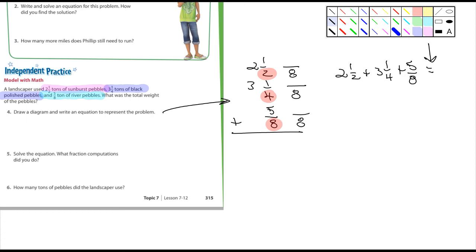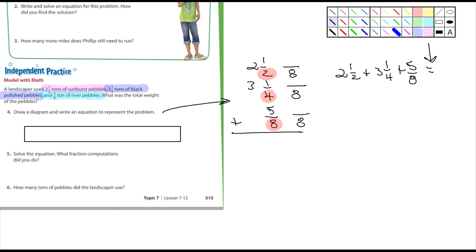And it says draw a bar diagram. So, okay, we could do that. I'll draw my bar here. And let's see here.